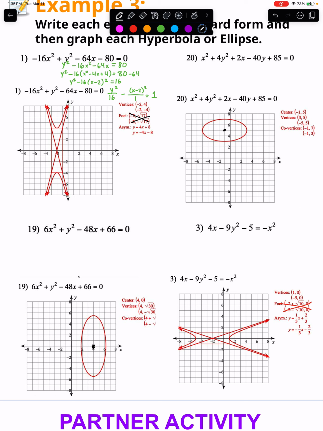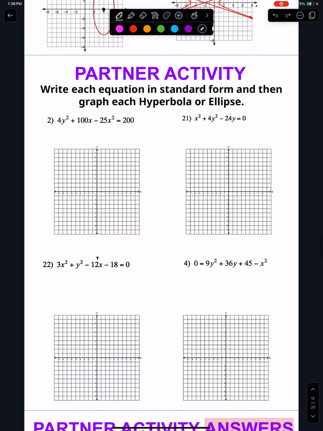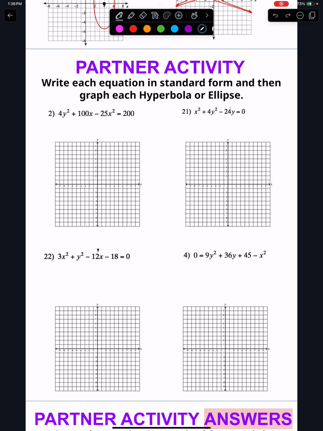And see if you graphed it correctly. So your vertices, right? X minus 1 squared plus, minus, and you're going to have y negative 1 squared and 5 squared. Oops, sorry. And your asymptotes are going to be y equals negative 1/3 x minus 2/3 and y equals 1/3 x plus 2/3. So for your asymptotes. Okay, go ahead and start on your partner activity. Here it is. I'm going to go ahead and scroll and show these answers just a few minutes. Feel free to pause.